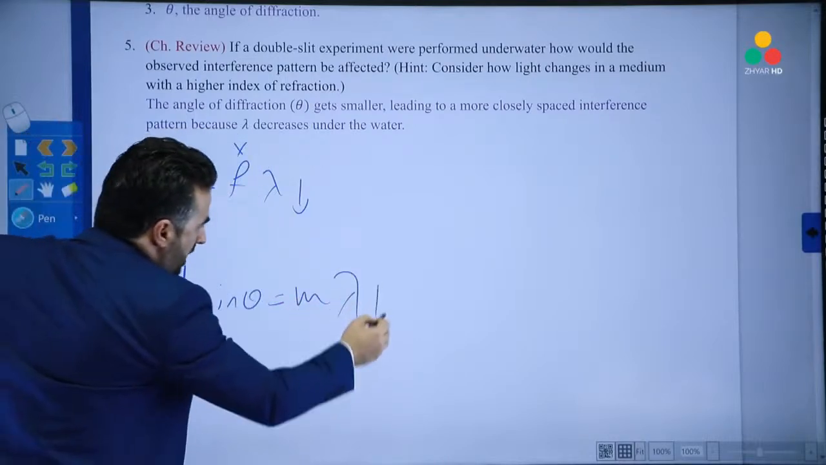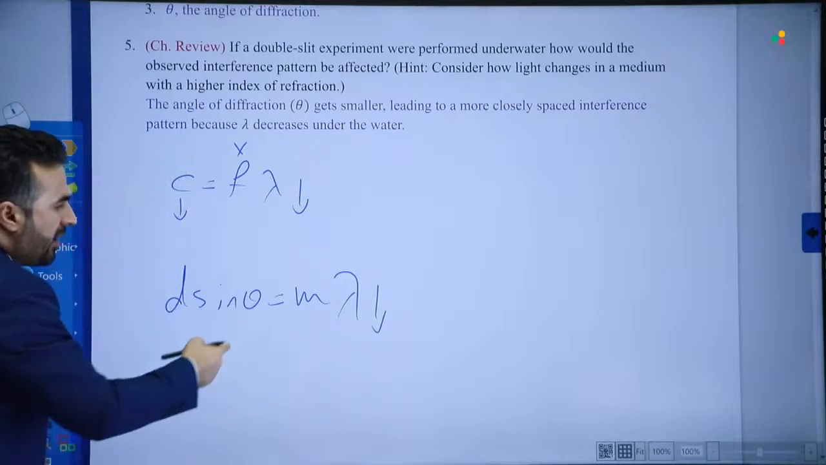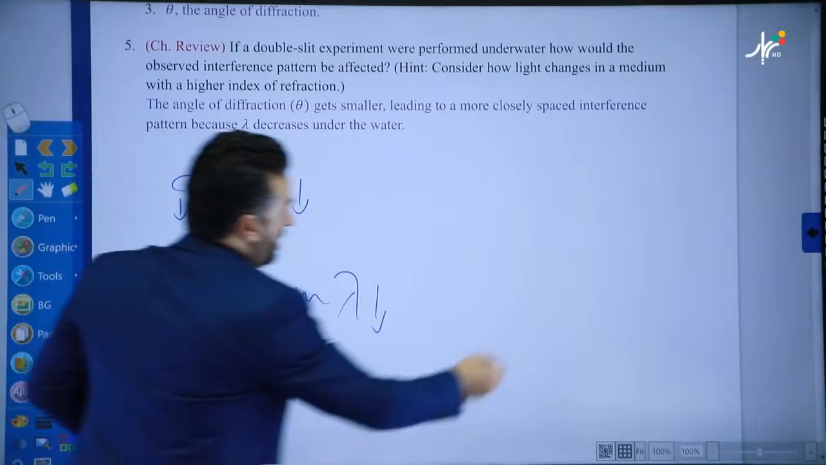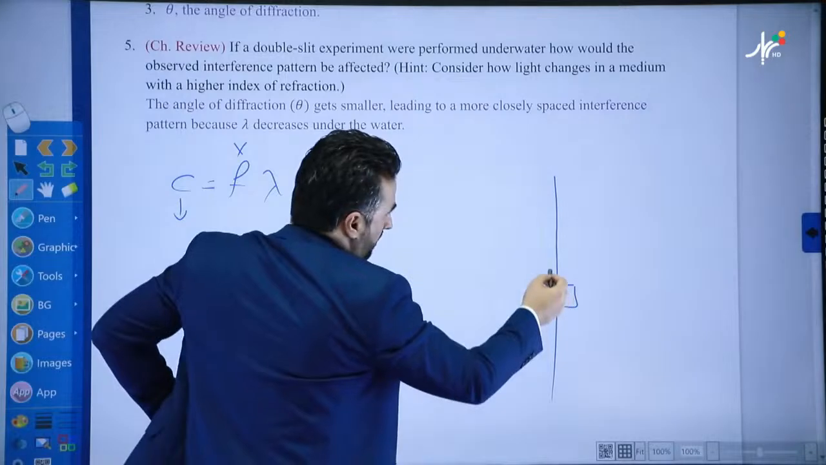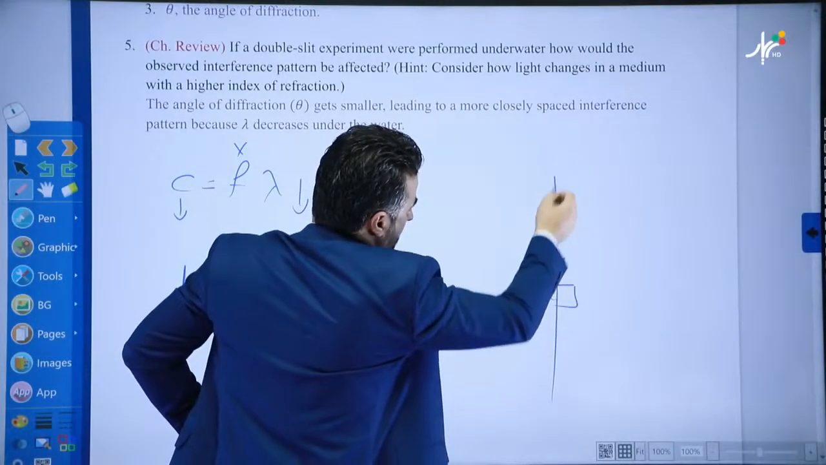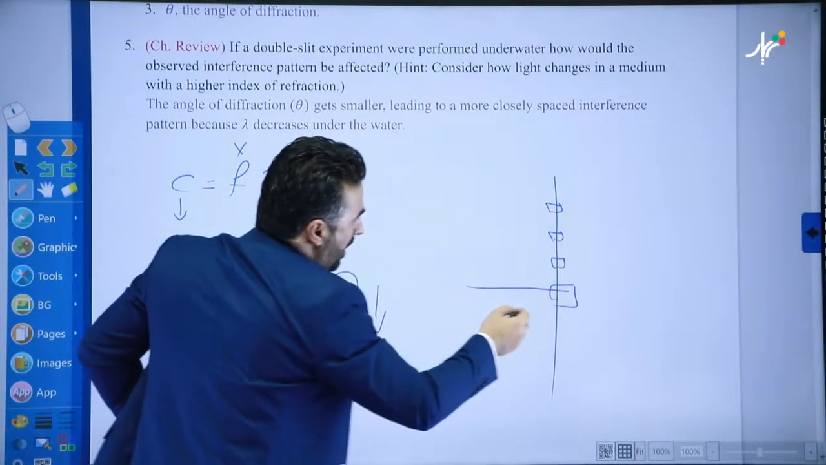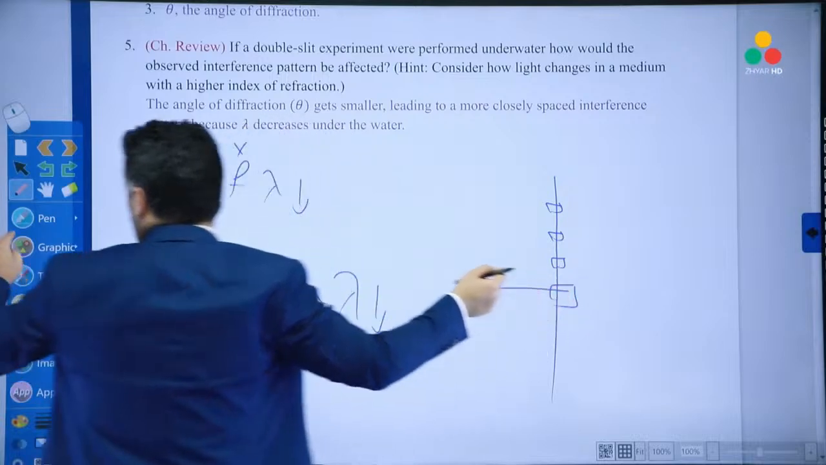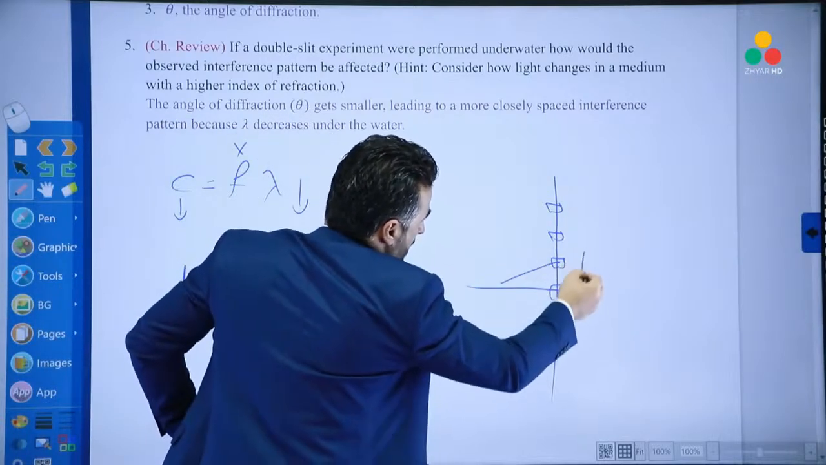So if the wavelength decreases, what happens to the separation between the fringes here? We can say if this is the separation, if this is the central, these are, let's say, first bright, second bright, and third bright, and all that. So if the wavelength decreases, the separation between the angles is also going to decrease as well.